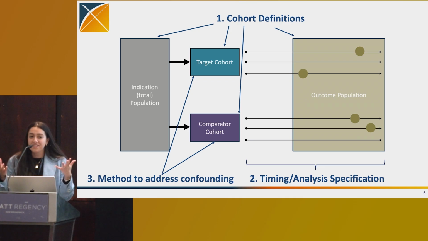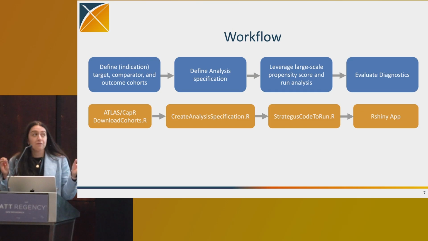And then the third thing that we need is a method to address confounding. So that's what Linying discussed earlier with the large-scale propensity score. So that's the method that we'll use to address confounding. The workflow that will follow, shown in blue: the first thing we'll do is define our cohorts, as we talked about. Then we'll need to formally define this analysis specification somehow. The third thing we'll do is actually run this study. We'll use large-scale propensity score to do our confounding adjustment. And then the last thing we'll do is evaluate diagnostics.